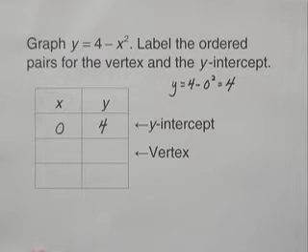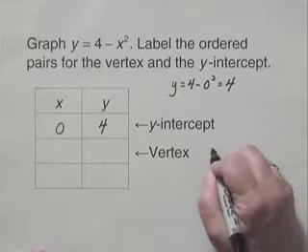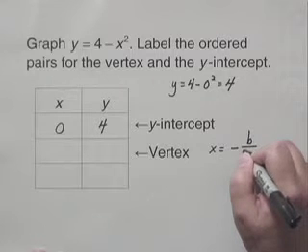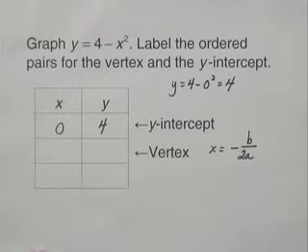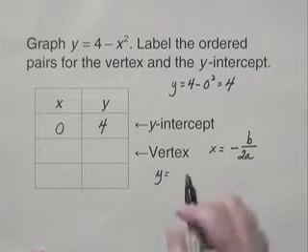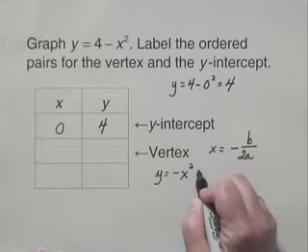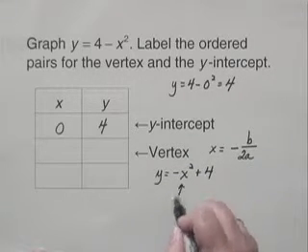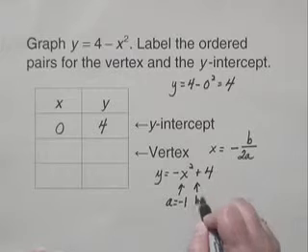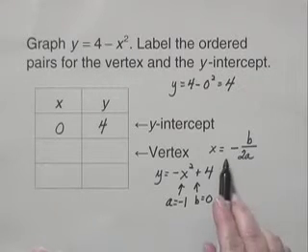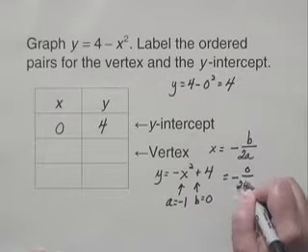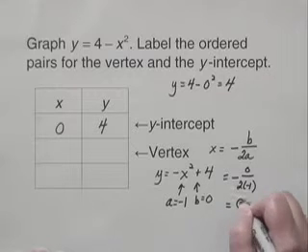Now let's look at the vertex. For the vertex, we can use the formula that the x-coordinate of the vertex is the opposite of b over 2a. Now, in order to determine b and a, we will rewrite the quadratic expression in that order. We have the opposite of x squared plus 4, and here a is negative 1, and there's no x term, so b would be 0. So x would be, for the vertex, the opposite of 0 over 2 times negative 1, which would be 0.